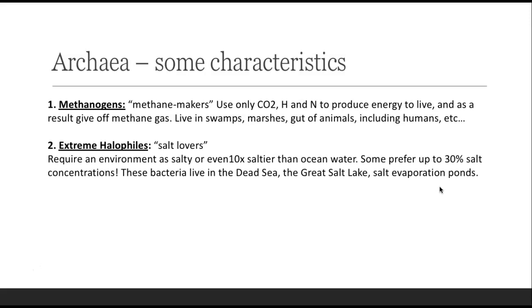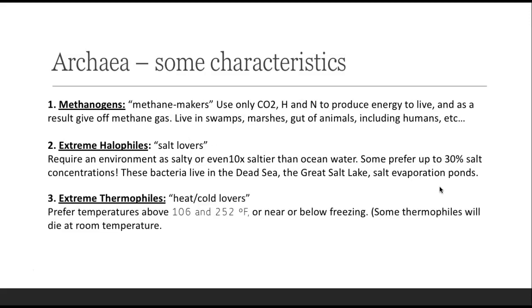The next are the extreme halophiles. Halo is salt. Philia is love. They're salt lovers. And they're extreme. So they require an environment as salty or even up to 10 times saltier than ocean water. If you've ever been in the ocean, you know just how salty that is, so imagine 10 times saltier. And some prefer up to 30% salt concentrations. Those basically live in the Dead Sea, the Great Salt Lake, and salt evaporation ponds.